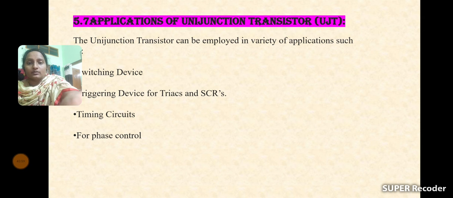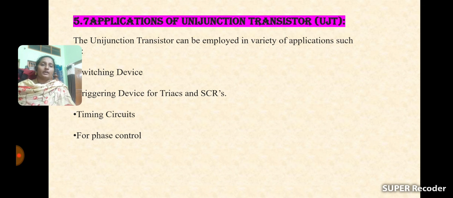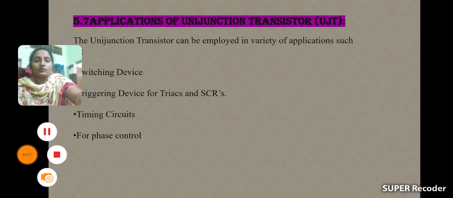And while coming to the varactor diode, this varactor diode acts as a 5 marks question, but draw the symbol of varactor diode or draw the symbol of UJT is a 3 marks question, and characteristics are also 5 marks questions. Applications, advantages, disadvantages, all these are 3 marks questions. But here the applications of UJT is very important. You must focus on applications.